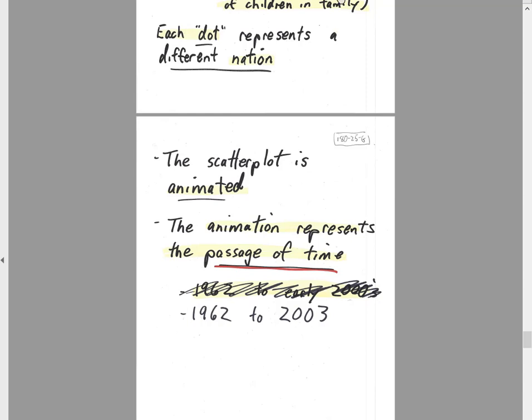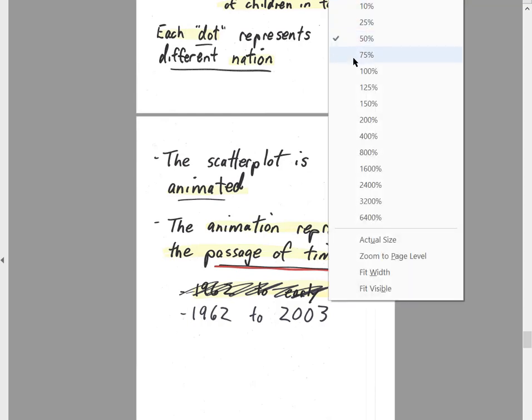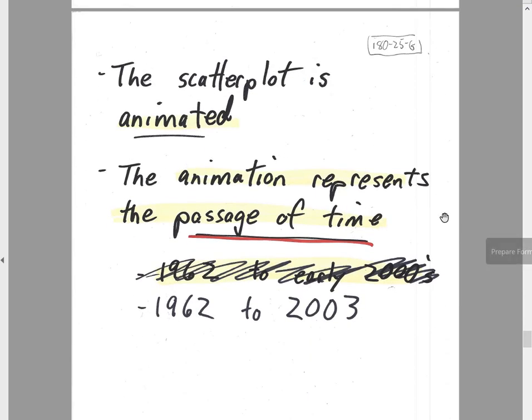As I indicated, the scatter plot is animated, and the animation represents the passage of time. Scatter plot begins in 1962. Most of the time while Rosling is talking, he shows the nature of the world as it was in 1962. He has a scatter plot for each year from 1962 to 2003. He starts running the animation, and it's the passage of time, beginning in 1962 and ending in 2003.